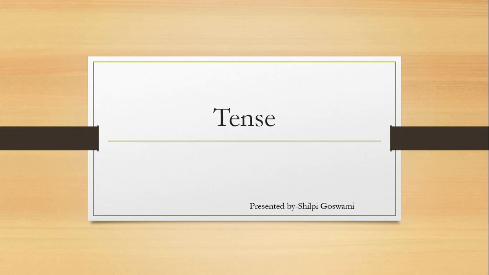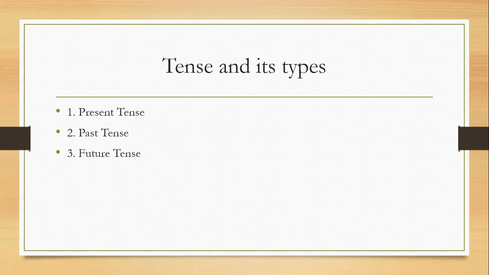Hello everyone. Today we are going to learn about tense. We all know that tense is related to time. There are three types of tense: present tense, past tense and future tense. Present tense is related to present time, past tense is related to past time and future tense is related to future time. Each tense is again divided into four parts.